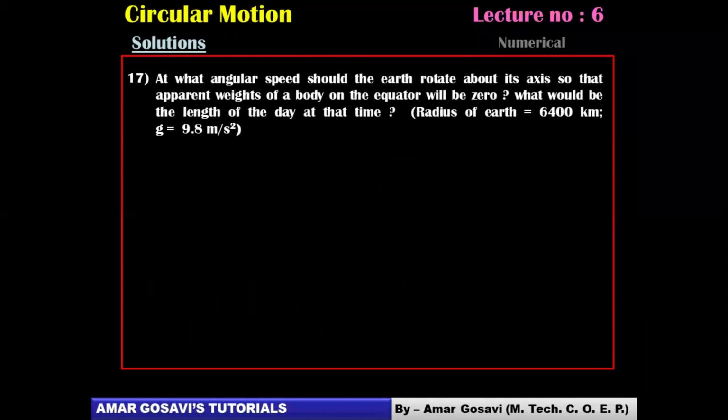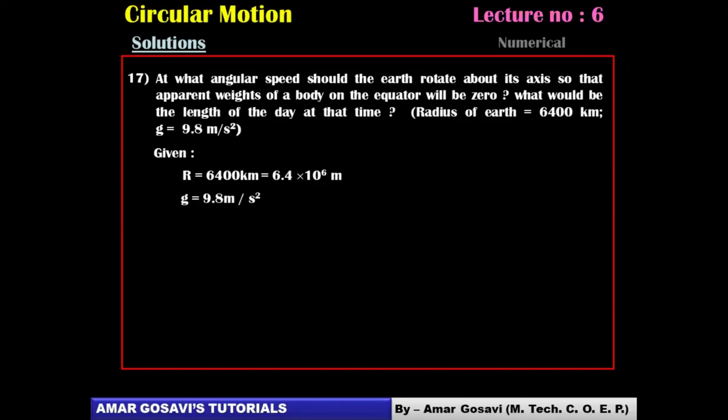Okay, so here comes the question for you people. At what angular speed should the Earth rotate about its axis so that the apparent weight of a body on the equator will be 0? And what would be the length of the day at that time? The radius of Earth is given as 6400 kilometer, and acceleration due to gravity is 9.8 meter per second square, friends. So what they are expecting here is, with what angular speed will the Earth rotate?